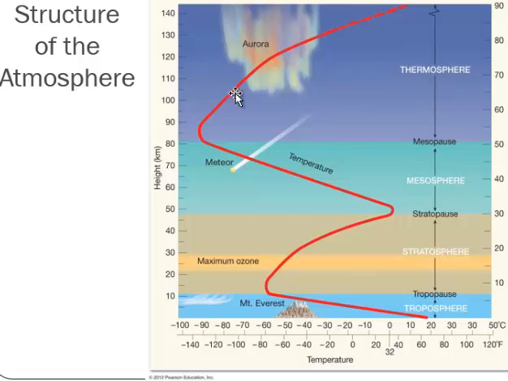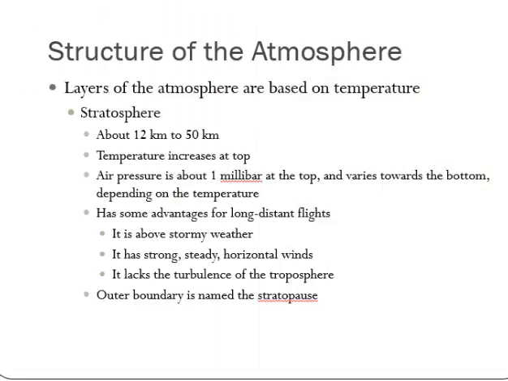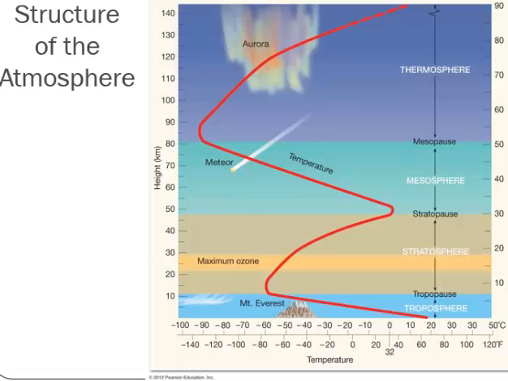Temperature varies and goes back and forth, but pressure gets less and less, and moisture also gets less and less. Moisture starts in the troposphere, and then up here there is no moisture in these levels. Pressure also gets less and less as you go up. That's why the pressure is so incredibly low, only 1 millibar at the top of the stratosphere. It has some advantages for long-distance flights. That's why long-distance flights very often go up into the stratosphere.